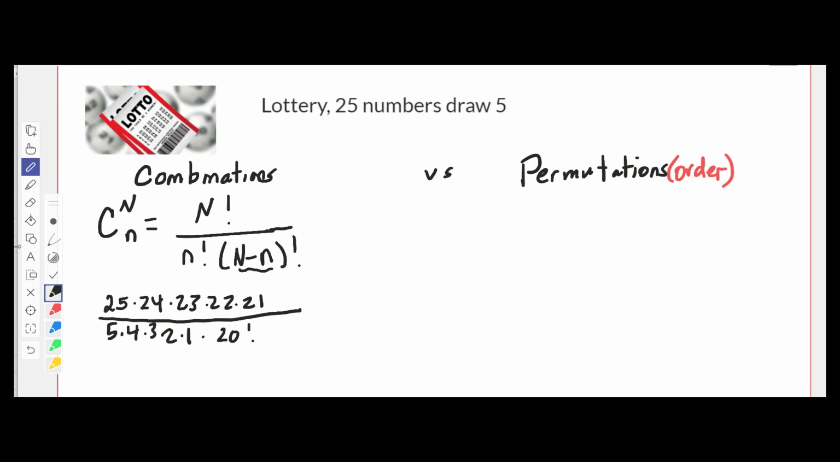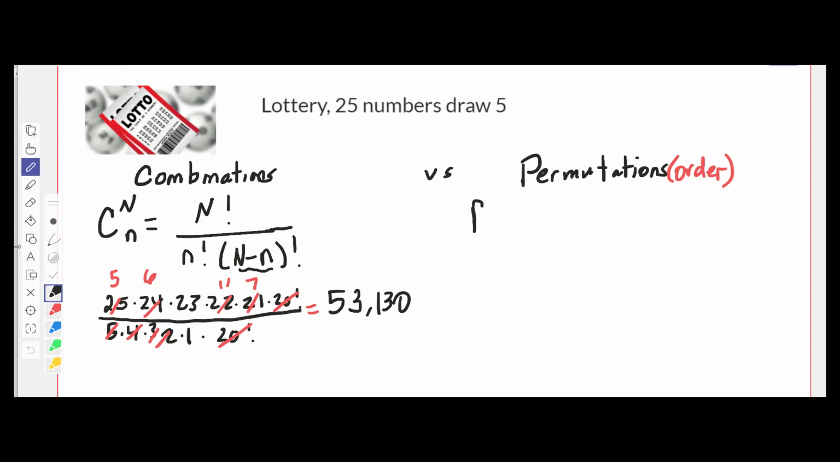Well, think about it. If I stop here at 20 factorial, these two will cancel out. So when you're doing this by hand, it's best to do something like this so you can see things cancel out. And I could cancel the 5 there. 4 with 24 would be 6. 3 with 21 would be 7. 2 with 22 would be 11. And if you multiply that straight across, you should get 53,130.